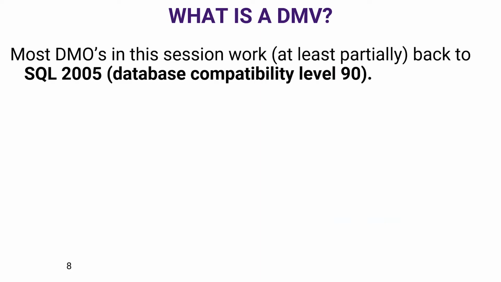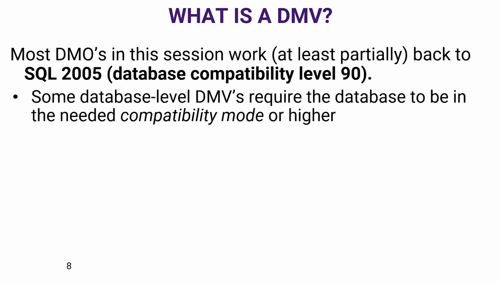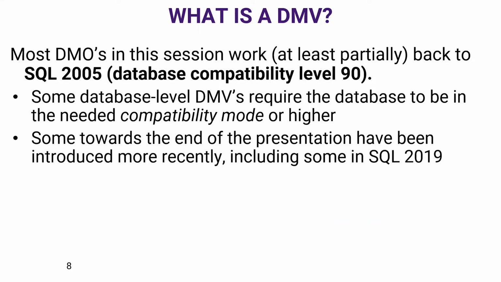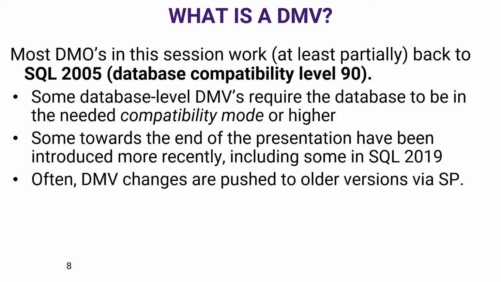Most of the DMOs in this session work at least partially, perhaps not all the columns are included, back to SQL 2005, database compatibility level 90 in each database. Some database level DMVs require the database to be in that compatibility mode or higher. Some included toward the end of this presentation have been introduced more recently, including some we're going to go over today that have been introduced in the upcoming SQL 2019 release. Often DMV changes are pushed to older versions via service pack, so it might not have worked in RTM for SQL 2012, for example, but it might have been pushed into service pack 4 for SQL 2012. We're going to look at one of those.